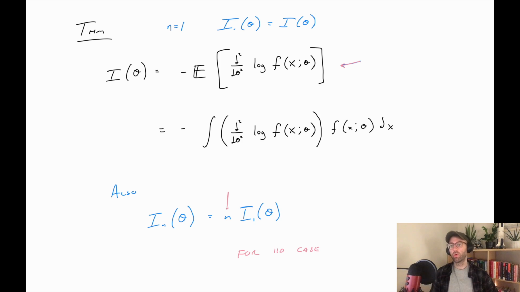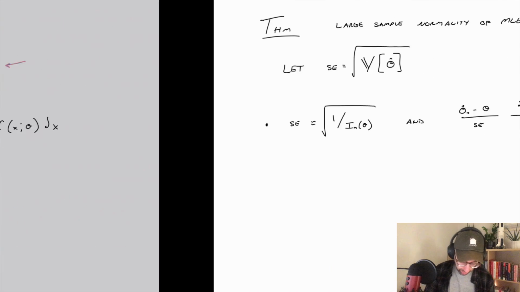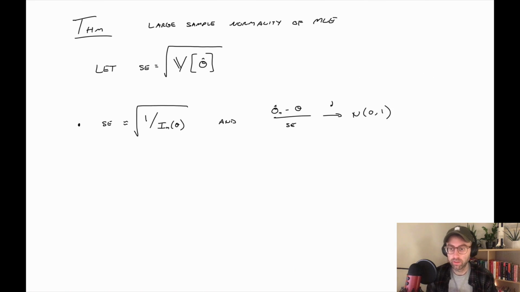Okay, so why do we care about this? At the moment, I've just defined some things, but what does this do for us? Well, it turns out it's related to the large sample normality of the MLE. So again, notationally, and I think I've said I'm not a fan of this before, the standard error is the square root of the variance of the estimator. This is just the standard deviation of the estimator, but we're going to call it the standard error.